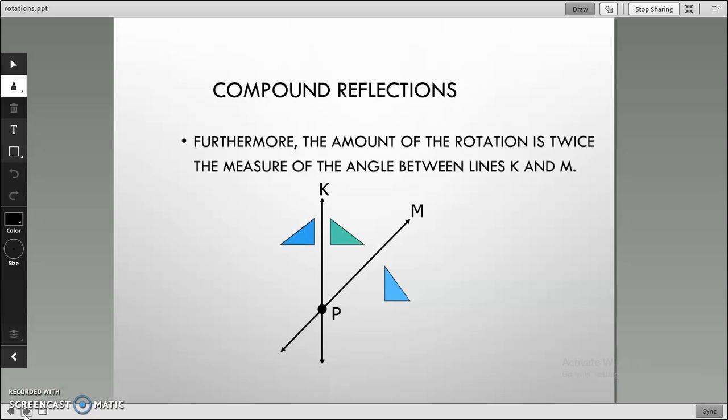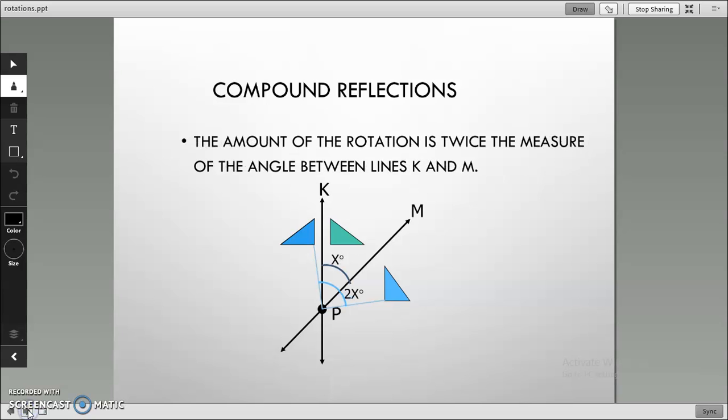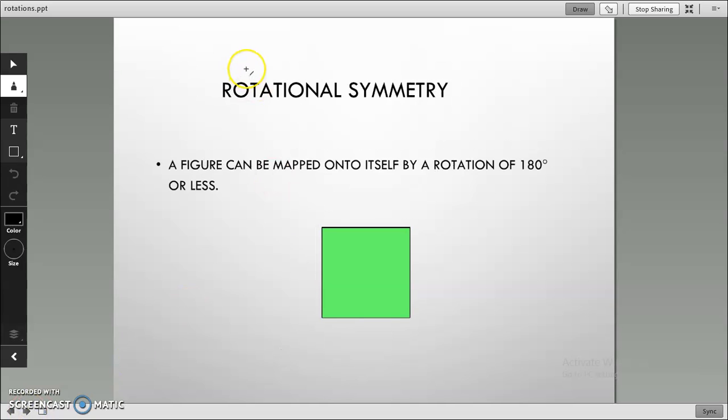And so furthermore, the amount of rotation is twice the measure of the angle between lines K and M. So if they're 45, then they'll turn 90. And again, I am not very good at visualizing, but it is definitely not 90 and 90, because that would look like 180, so I apologize. So yes, definitely 45 to give me 90.